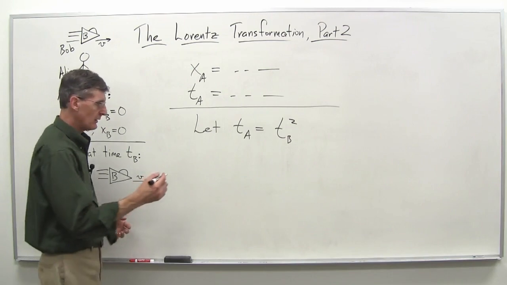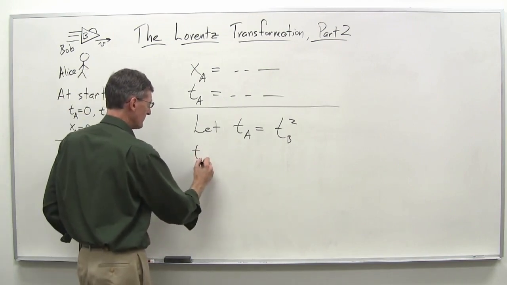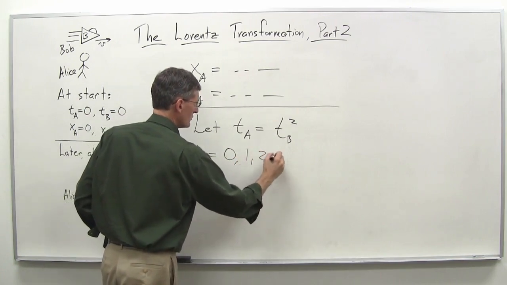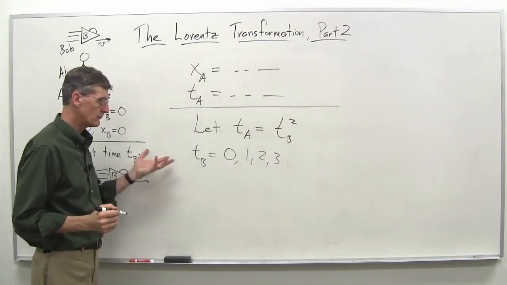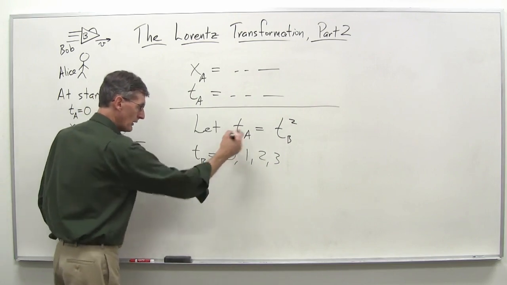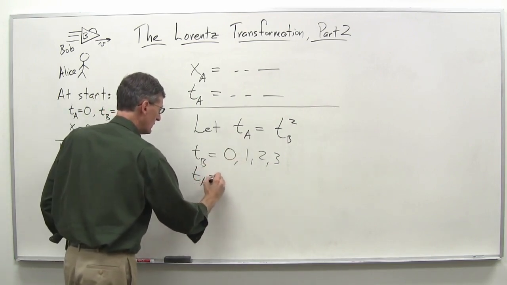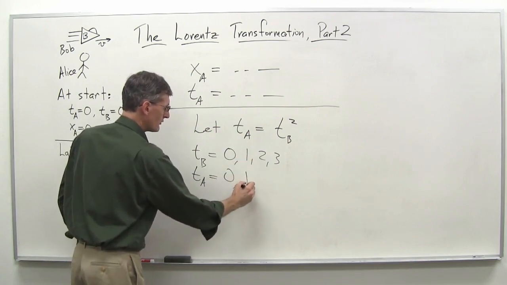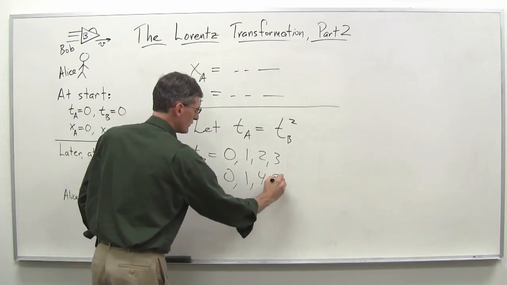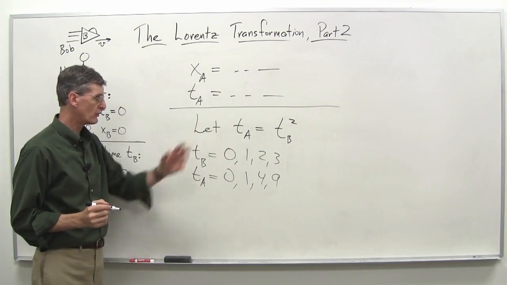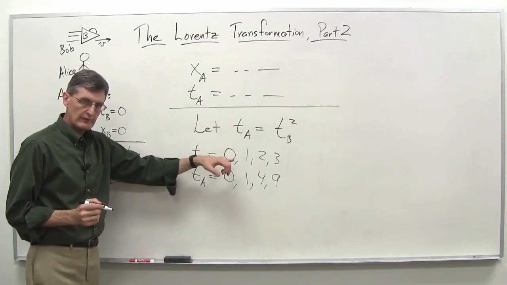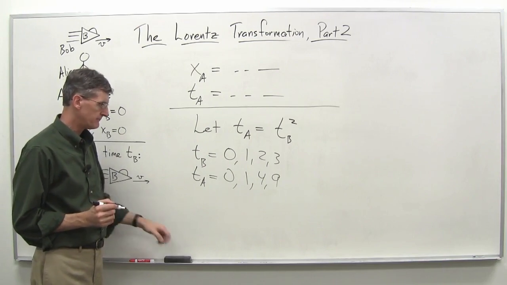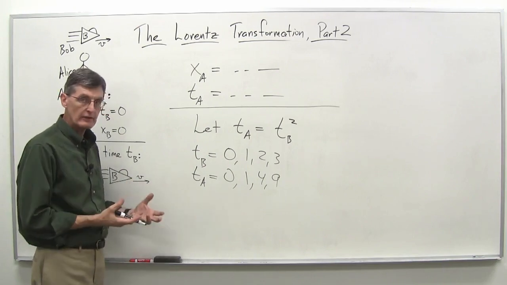Let's say that for Bob, we have TB equals 0, 1, 2, 3. Okay, just some times TB. That means by the formula we're trying out here, TA would be TB squared. So 0 squared is 0, 1 squared is 1, 2 squared is 4, 3 squared is 9. Plug in the values, and we get the TA values there. It's a little strange here.